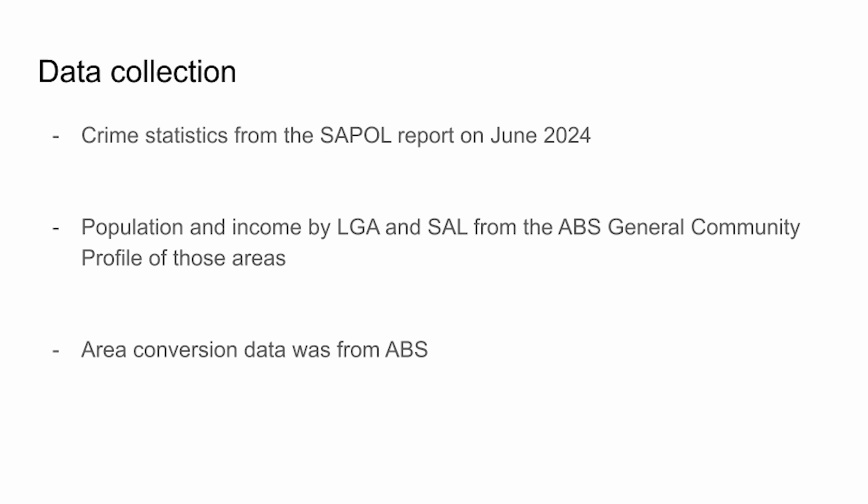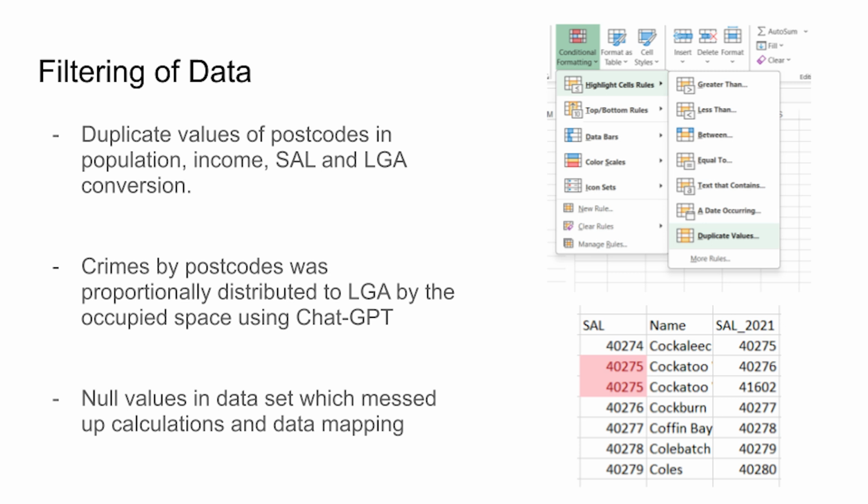Now, we collected our data from two sources, the SA Police report from June 2024 and the ABS census done in 2021. The ABS provided us with all the data on population, income, everything except for crime, by the areas that we wanted, so LGA and SAL. However, the SA Police report gave us the information in postcodes only, so we had to source extra data from ABS to convert these postcode data into the area types that we wanted.